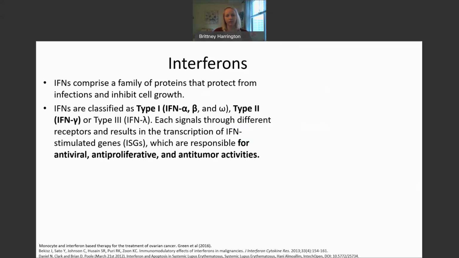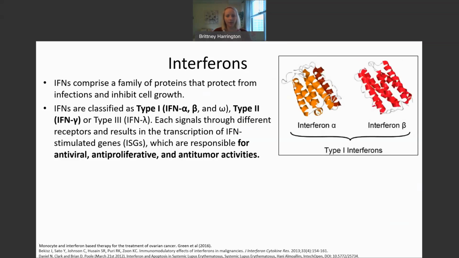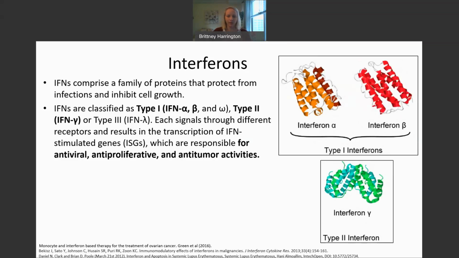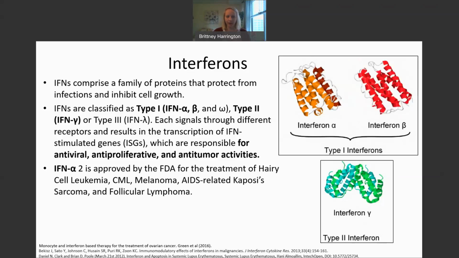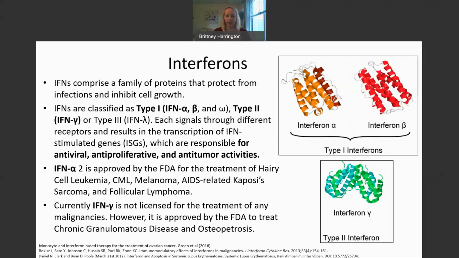Each interferon signals through different receptors, but they can regulate gene transcription, a group of genes called the interferon stimulated genes, ISGs, and these genes cause antiviral, anti-growth responses, and they can produce an anti-tumor response as well. This is just a picture of the structure of the type 1 interferons. You can see alpha and beta are quite similar, whereas interferon gamma has a related structure, but it's quite different. Interestingly, interferon alpha has been approved for the treatment of many malignancies, but interferon gamma is only approved for use in chronic inflammatory diseases, not for malignancies.